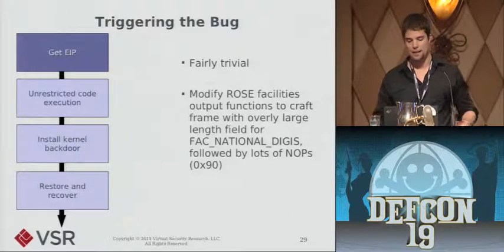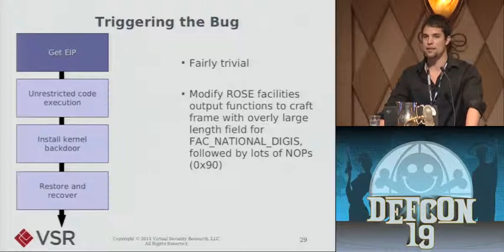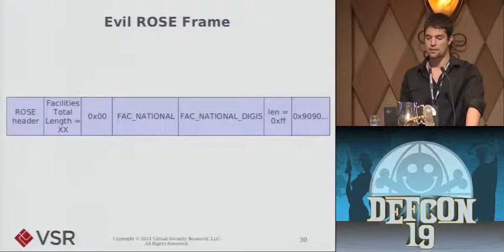It took 10 minutes after I found it. What I did was essentially cannibalize the ROSE kernel module that already existed so that whenever I made a connection to someone, it would send out my evil ROSE frame instead of a normal one. And this evil ROSE frame just had this particular facility field that was vulnerable, followed by a too big length value, and then a bunch of no-op instructions just for the sake of testing to see if I could actually trigger it. This is what the frame looks like.